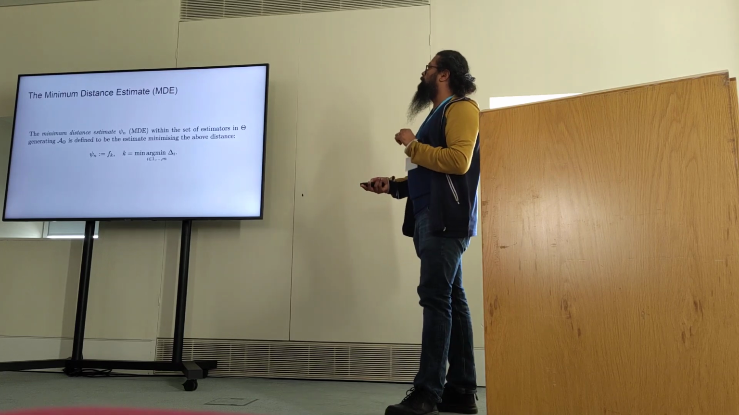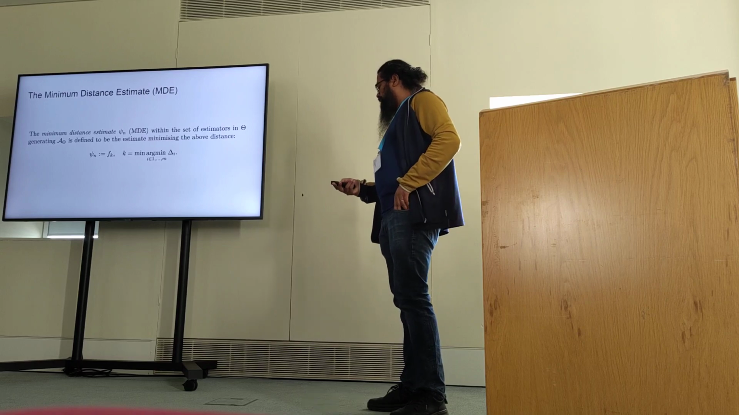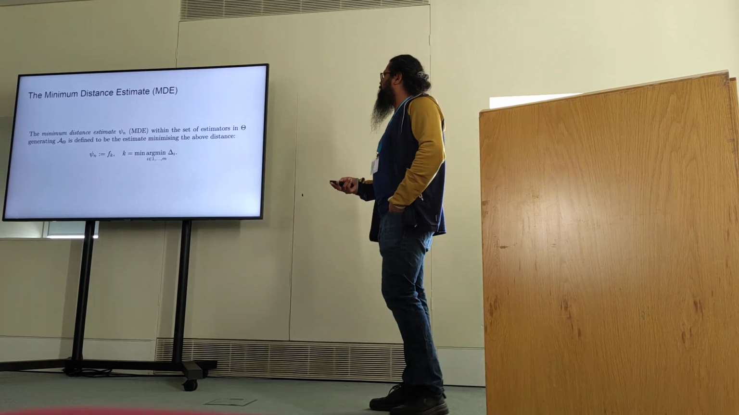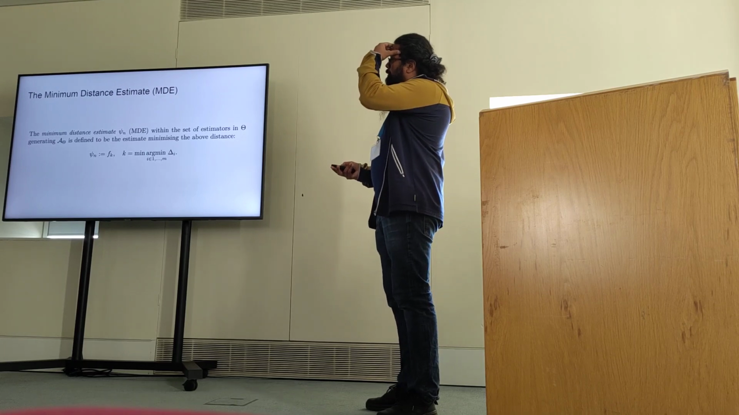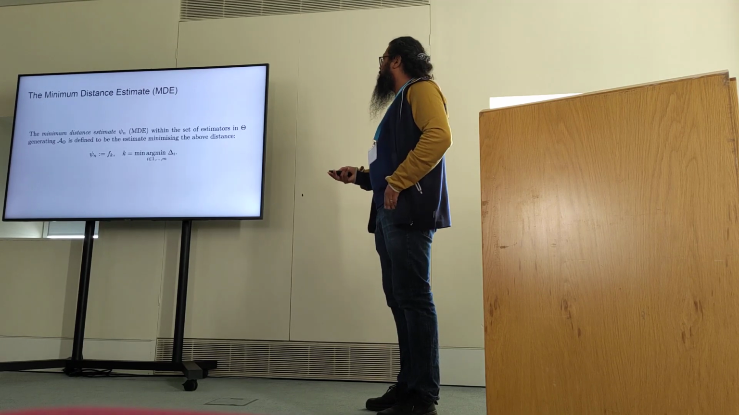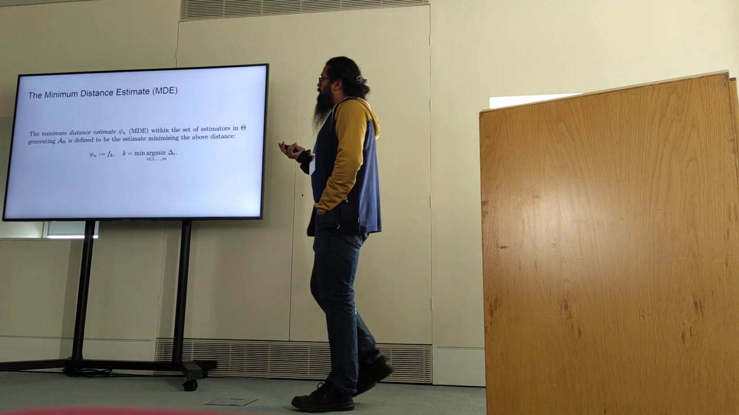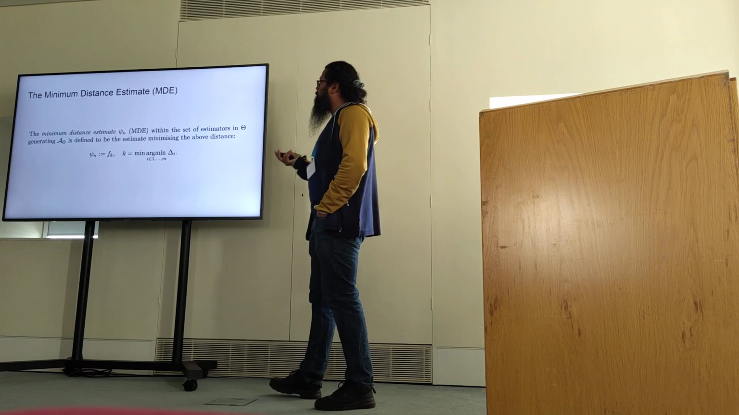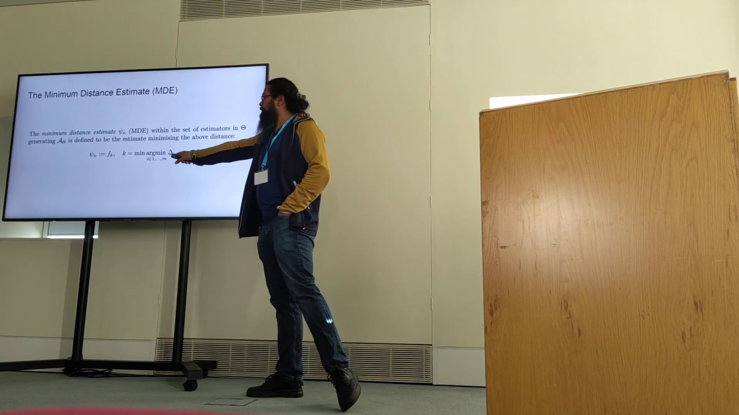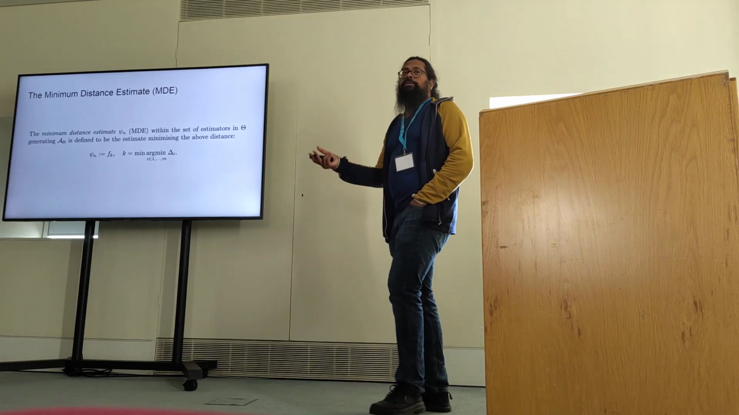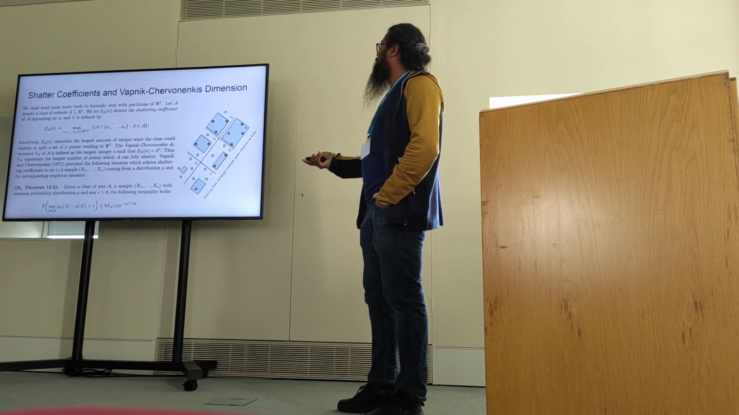So this is the definition of the minimum distance estimate of Yatracos, which is really nicely written up in the book by Devroye and Lugosi, Combinatorial Methods in Density Estimation. The minimum distance estimate ψ_n within the set of estimators in Θ, generally with the Yatracos class A_Θ, is defined to be the estimate minimizing the above distance, the Δ guy, right? So that's it. And if you have more than one, you choose the smallest index, without loss of generality.